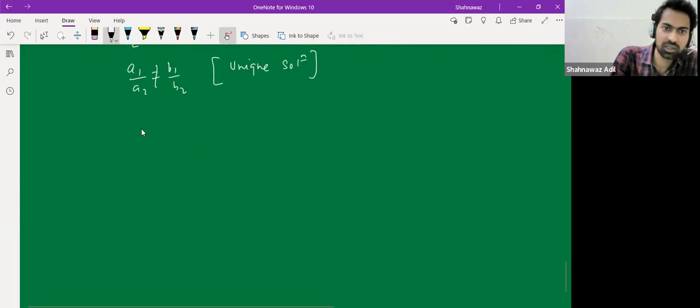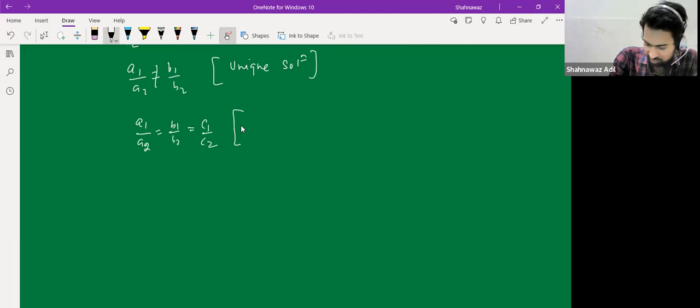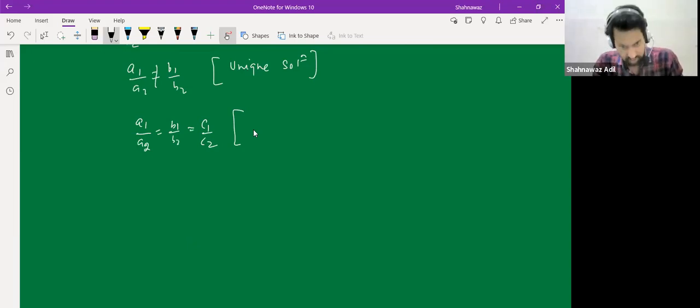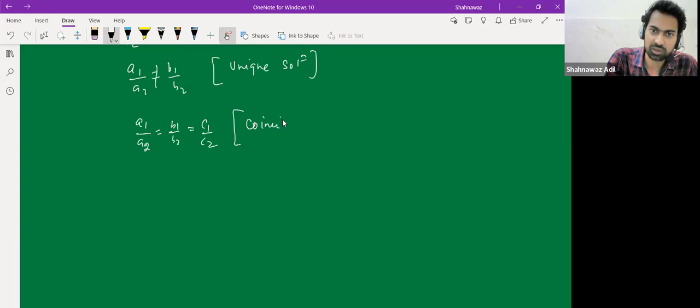Okay, and then we have this third condition. Right. So this is Shaima. This is what? Coinciding. Yeah. So this is the coincident one. Right. Many solutions. So this was about the second exercise of 3.2.